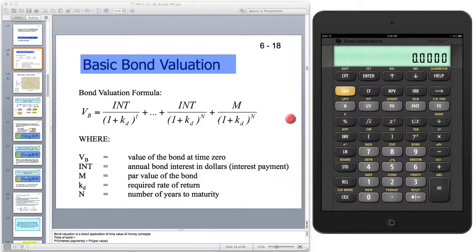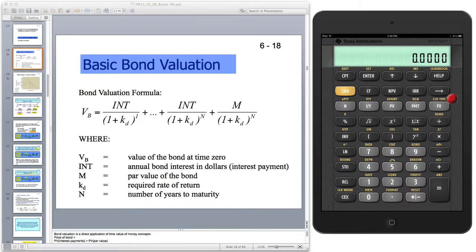In this section, I demonstrate basic bond valuation and later on the impact of inflation on the value of a bond. This will be done through an emulator mode finance calculator, in this case the BA2 Plus by Texas Instruments.